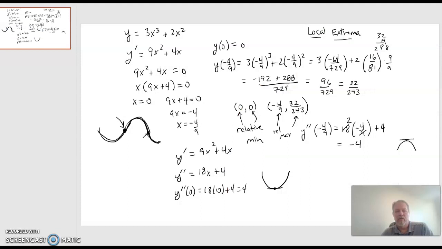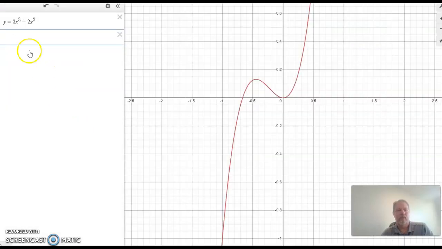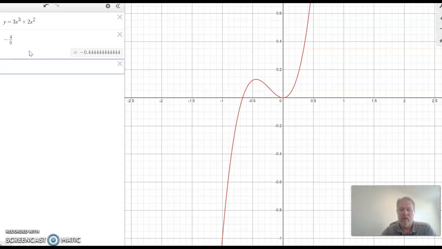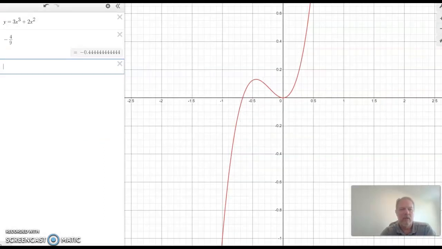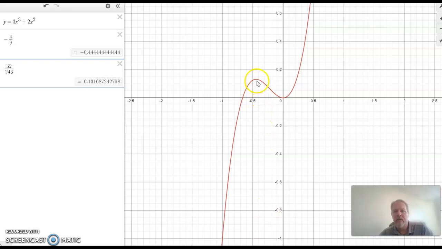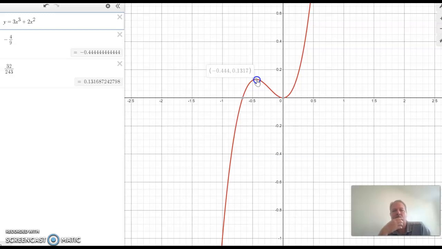All right, and if we did some math here, let me just go back and look. Negative 4/9 and 32 over 243. So negative 4/9 is your negative 0.444, and 32 over 243 is your 0.1317, and that's this point right here. That's your relative max. So negative 0.444, comma 0.1317, it rounded up. But that's fine. That's my relative max.